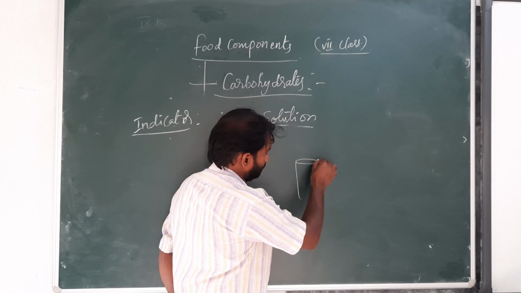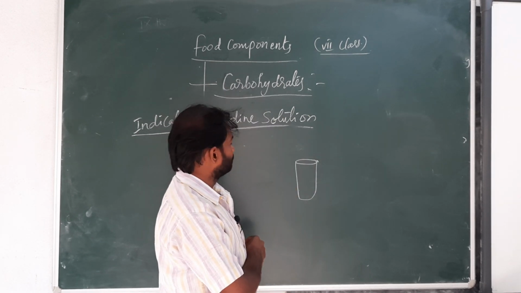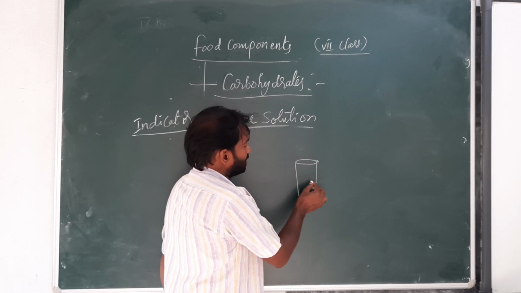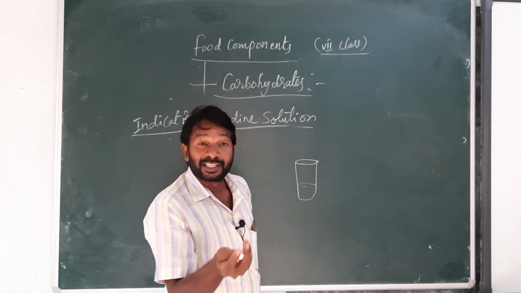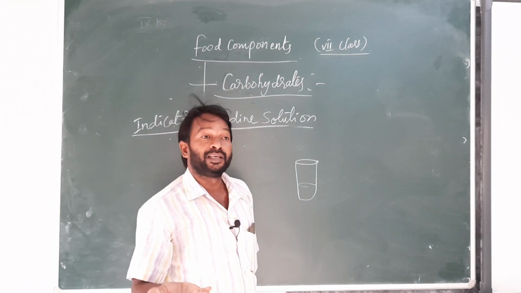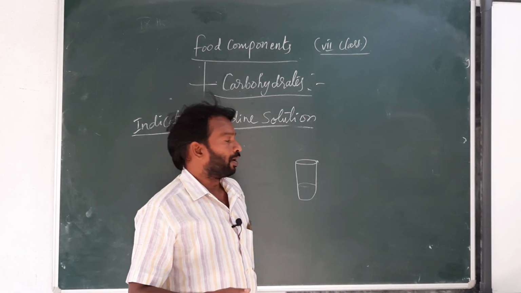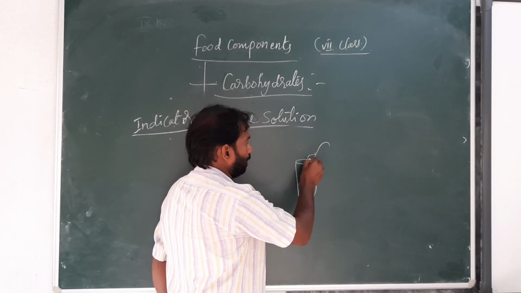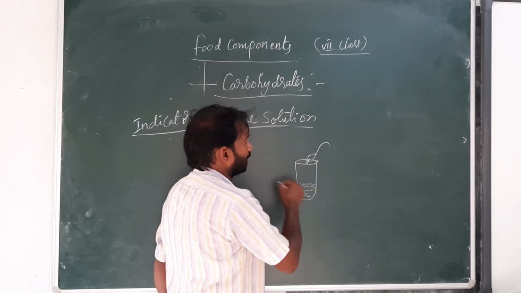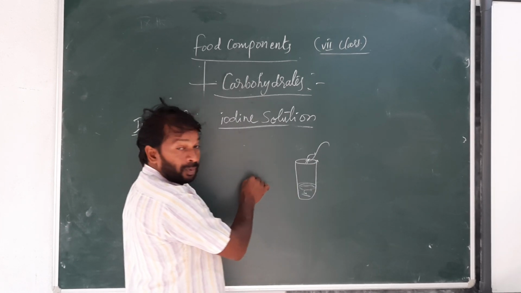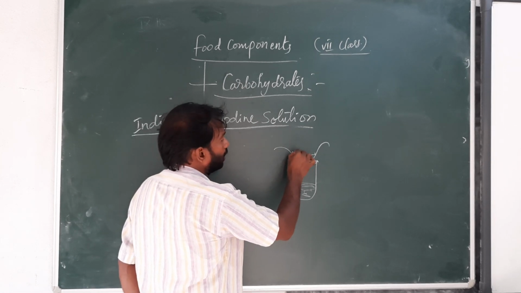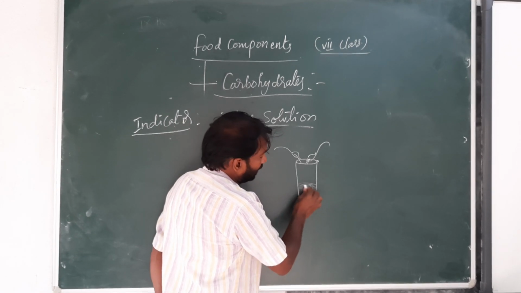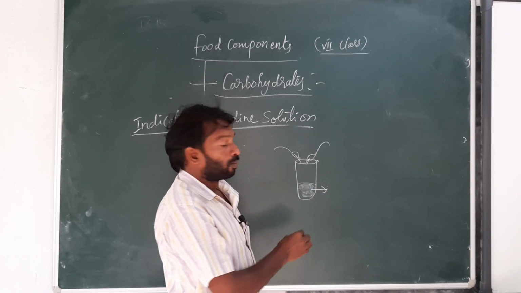Now take a test tube. This is a test tube. Take rice, bread, chapati, or any food material, make it into a paste and add it into the test tube. Now add the dilute iodine solution. When 1 drop is added, these food materials become blue black color.